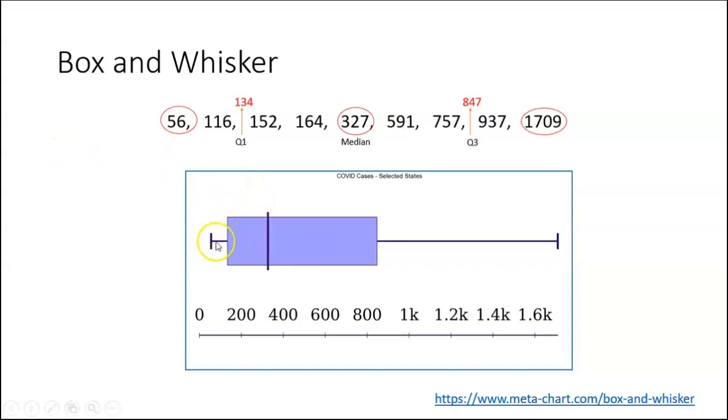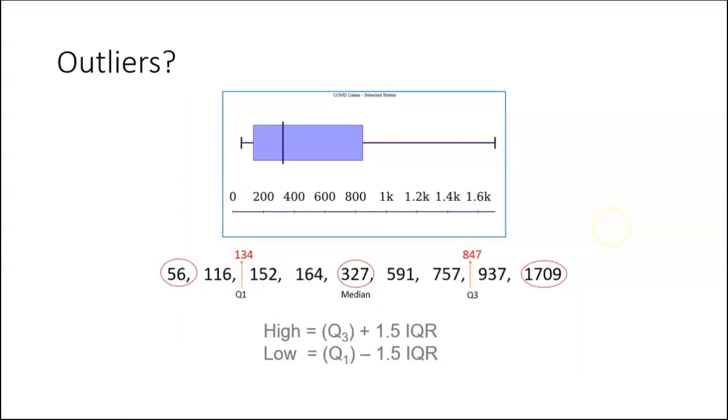So first quartile, minimum, first quartile, median, third quartile, max. There's the box and whisker plot. And one might say that the 1709 seems abnormally far away or unusual compared to the other numbers, but is it really an outlier? Well, there's a definition for outlier.